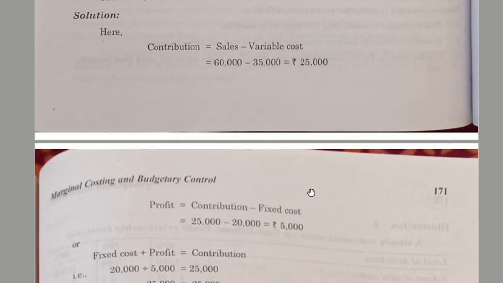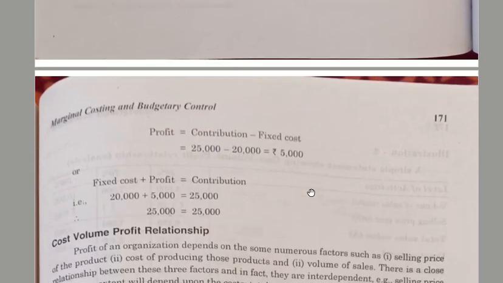So it can be calculated stepwise, or if you want to calculate the contribution, fixed cost plus profit is equal to contribution. So fixed cost is what? 20,000 plus 5,000, which is 25,000. So this is just like a proving method. In order to find out whether it equates, it will obviously equate.